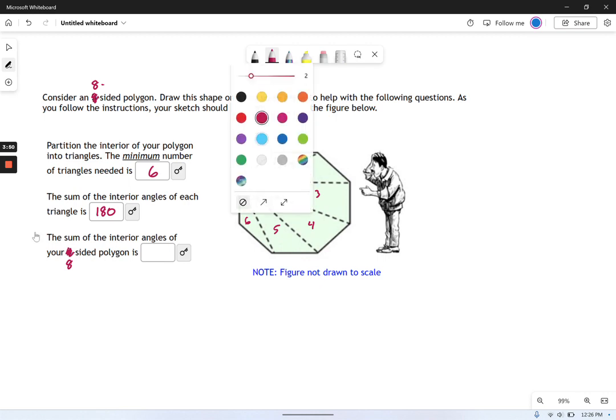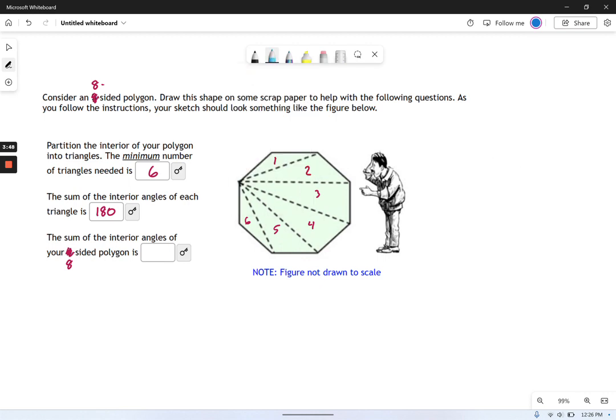I'm going to use this blue line to show you some interior angles. There's one, there's one, there's one. That's triangle number 1. Triangle 2, there's one, there's one, there's one. Triangle 3, we got this, this, and this. Triangle 4 is over here. Triangle 5 right here. And triangle 6 right there.